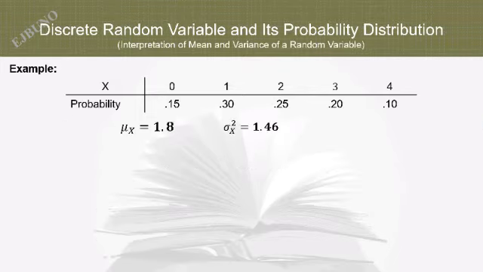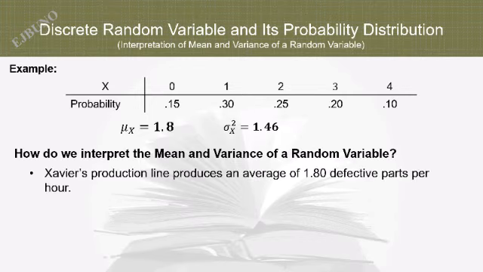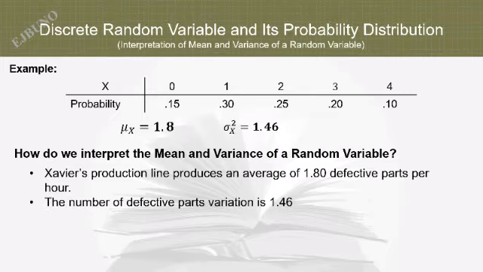So, using the value of the mean and the variance, how do we interpret the mean and the variance of a random variable? Saver's production line produces an average of 1.80 defective parts per hour. The variation in the number of defective parts is 1.46.